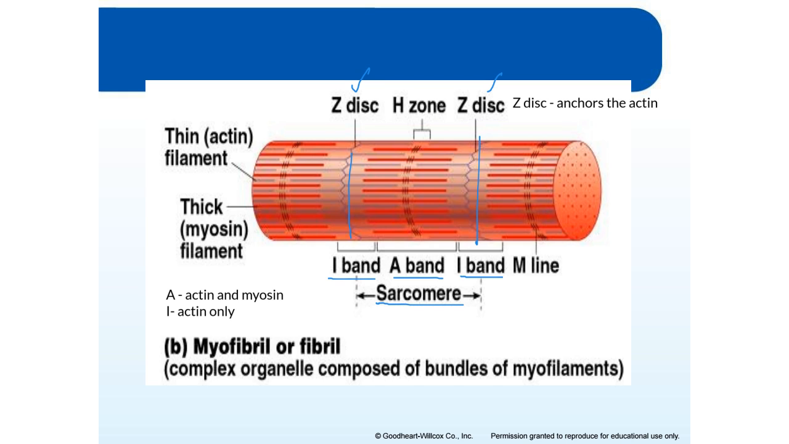So the myosin is what we call the thick filament. You can see this over here. Right, the myosin is our thick filament and the actin is our thin filament. And we're going to zoom in and look at this even closer.